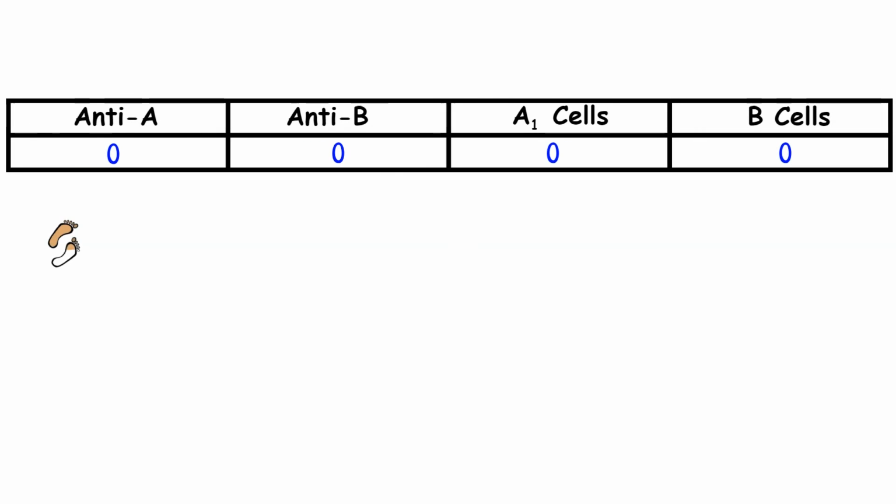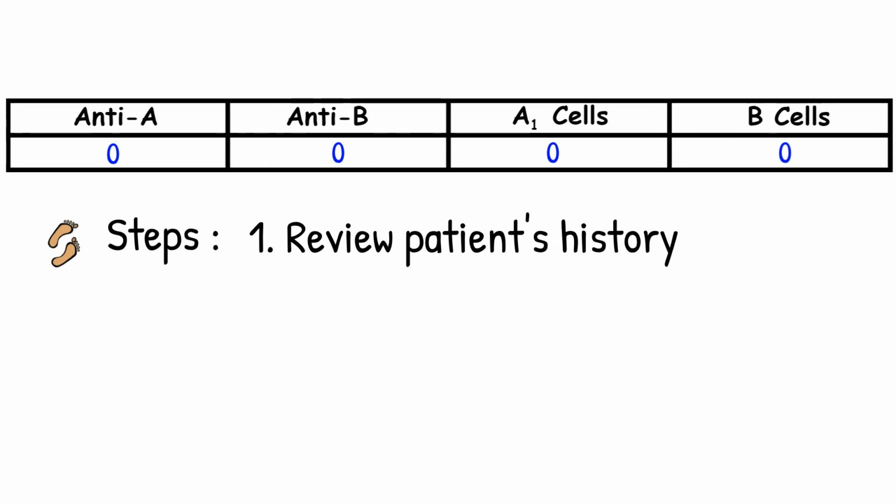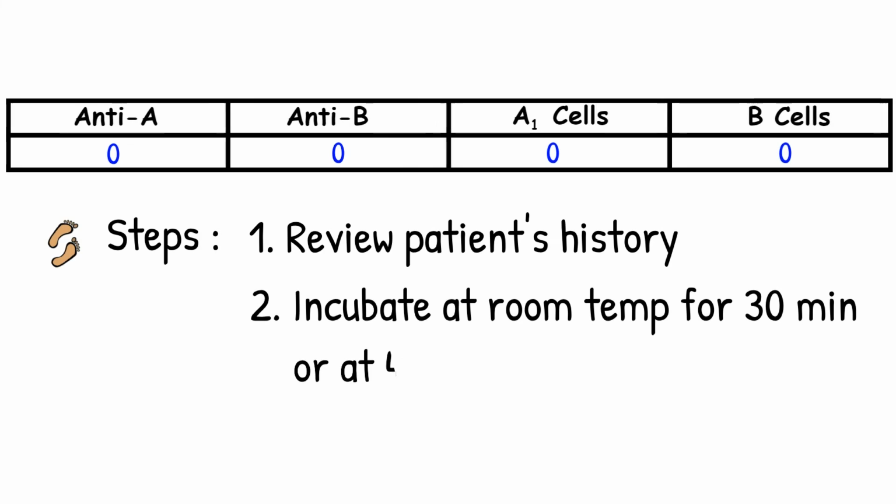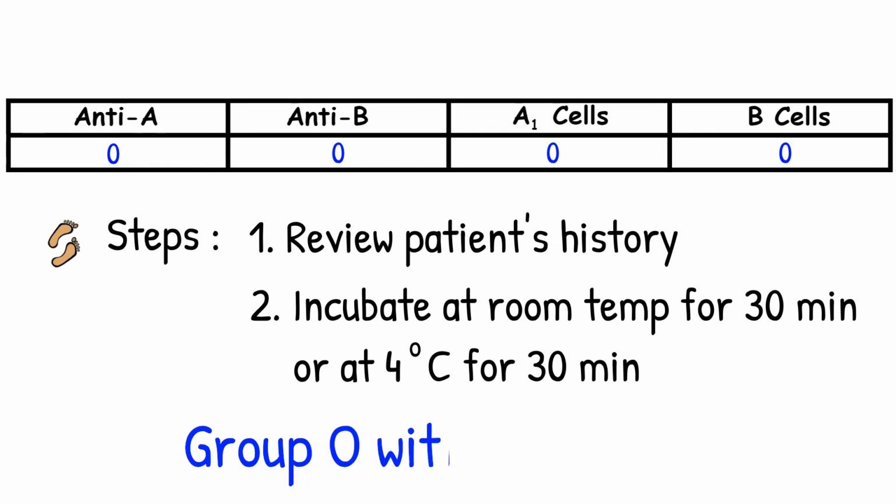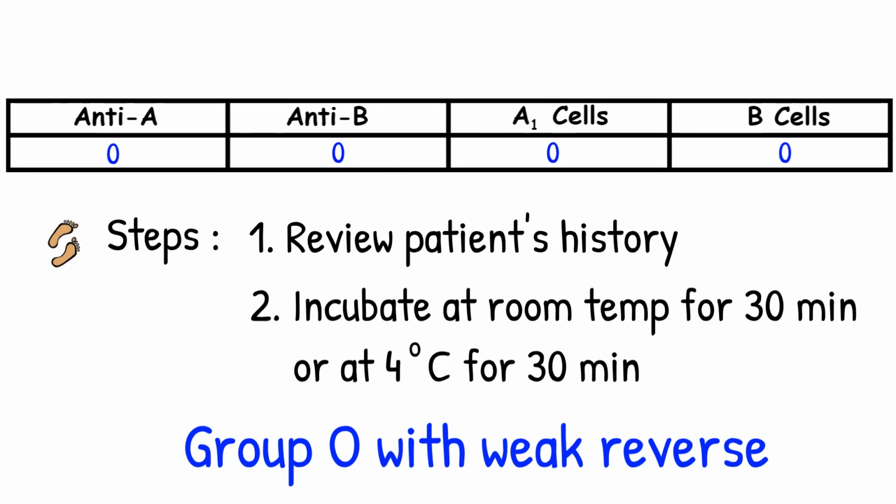First, check the age of the patient and the patient diagnosis. Second, incubate the test at room temperature for 30 minutes or at 4 degrees Celsius for 30 minutes, or you can do both. Third, read the reaction again. If the reverse comes up, you can tell that the patient is group O with weak expressions in the reverse typing.